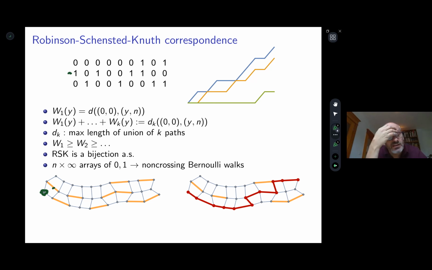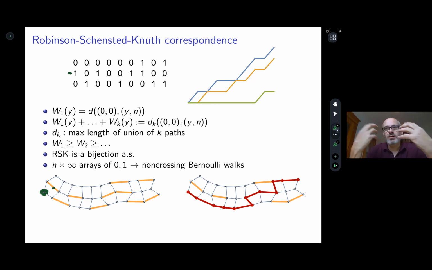Also, another amazing fact is that these things are non-increasing. So W1 is greater than or equal to W2 and so on. Actually, it's a good exercise. Proving it for W1 greater than or equal to W2 is pretty easy, but proving W2 greater than or equal to W3 is not so easy. So I recommend that as an exercise.